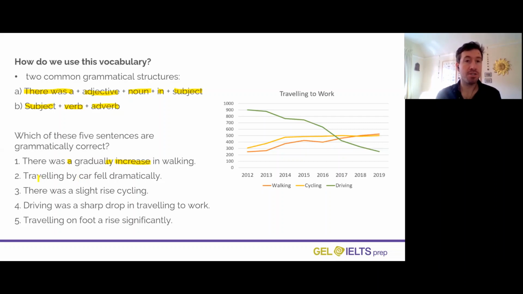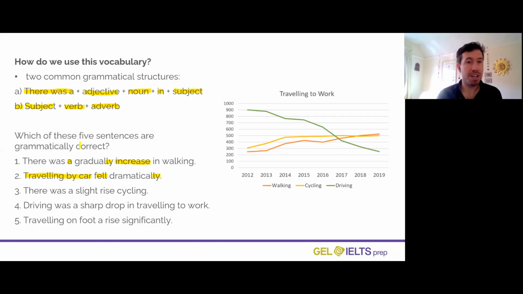Number 2, traveling by car fell dramatically. So the subject here is traveling by car. So we've got the subject. Fell is a verb. We said here a verb, and dramatically it has ly, so it's an adverb. So subject, verb, adverb is correct. It's this one here. It's B.